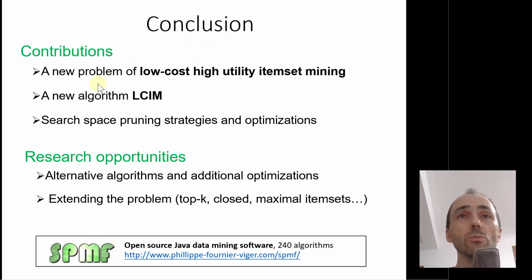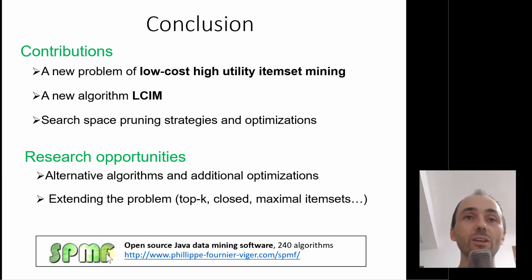So in conclusion, we define a new problem called low-cost high-utility item set mining. We define a new algorithm, and the big innovation in this work is to combine the cost and utility in item set mining. Nobody has done this before, according to what we know. And we define some search-based pruning properties and some optimizations. And there are many opportunities for future work. We could design a better algorithm, add some more optimizations, extend the problem for top-k, closed item set mining, maximal item sets, and so on.